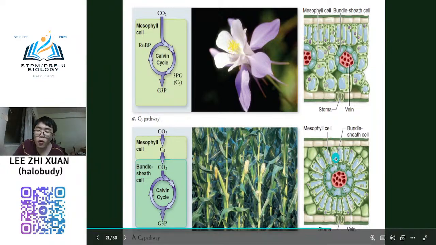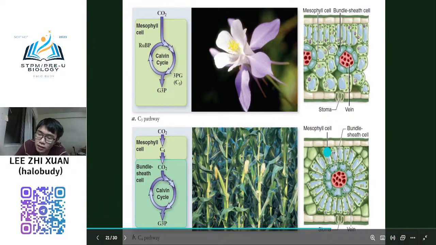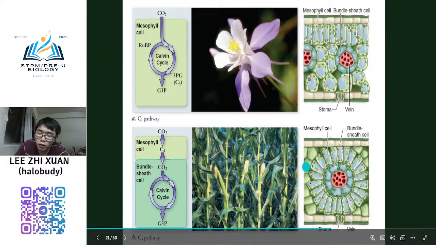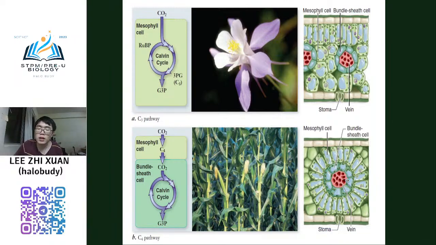But for the C4 one, you see here, the mesophyll cell is located surrounding. Look, it is like a circle. This is what we call Kranz anatomy, the Kranz anatomy structure, round like this. And then the bundle sheath cell is tightly packed. But for the C3 plant, the bundle sheath cell does not take part in the carbon cycle. It is just located outside the vascular tissue.